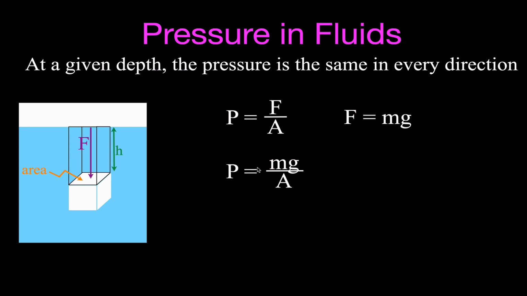Now we have the pressure is equal to the mass of this water times the acceleration due to gravity. It's not the mass of the cube. You've got to remember we have the cube and we have the water, and those are two different things, and we've got to keep them separate. And then we have the area here like this.